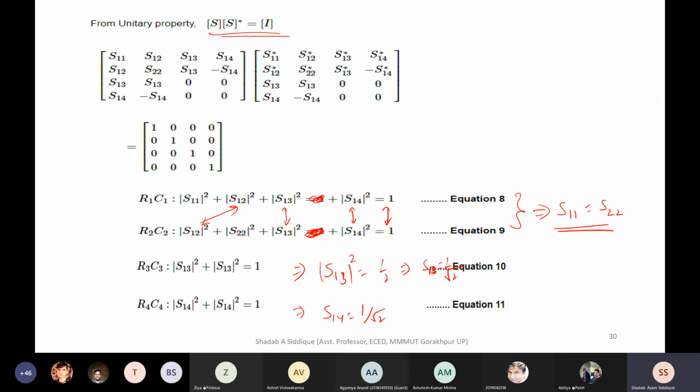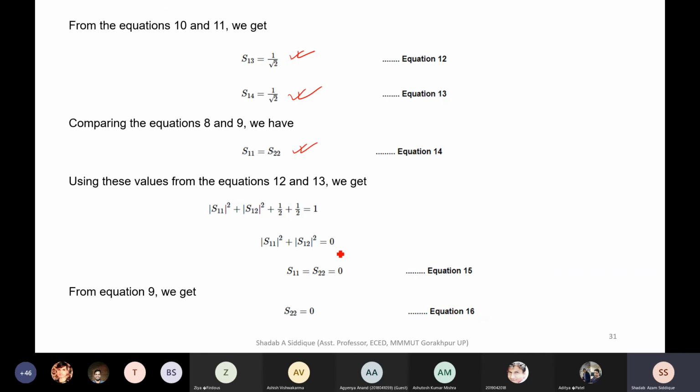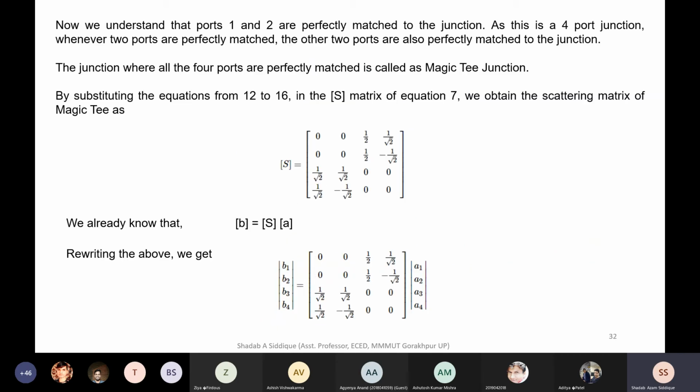So S11 square plus S12 square is equal to 0. This suggests that S11 should be equal to 0. Why should it be equal to 0? Because we cannot take S11 square equal to minus S12 square. If we take it in this way, this will become imaginary or complex. So that is not correct. So we will take S11 plus S12 equal to 0, S11 plus S11 is equal to S22, which is equal to 0. So S22 becomes 0.